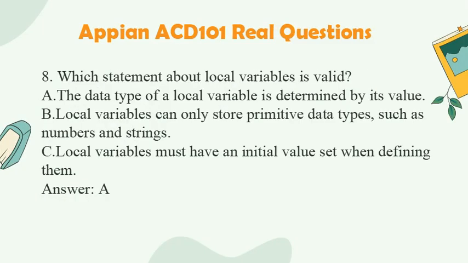8. Which statement about local variables is valid? A. The data type of a local variable is determined by its value. B. Local variables can only store primitive data types, such as numbers and strings. C. Local variables must have an initial value set when defining them. Answer: A.